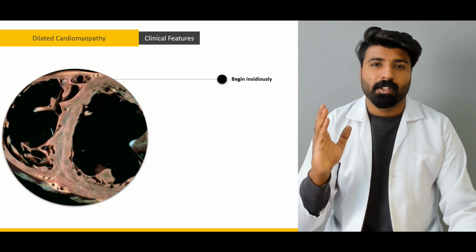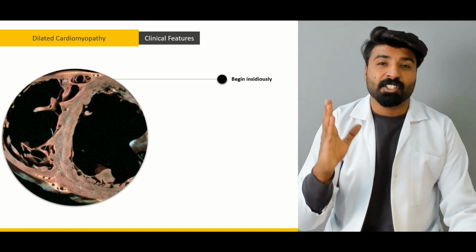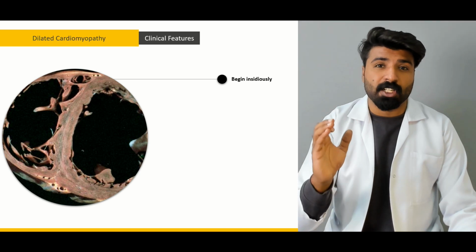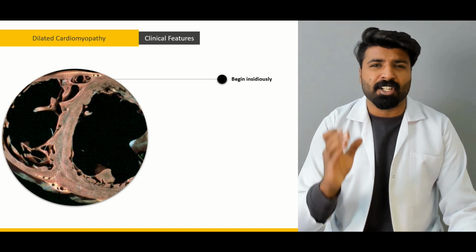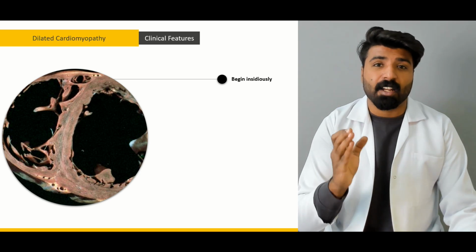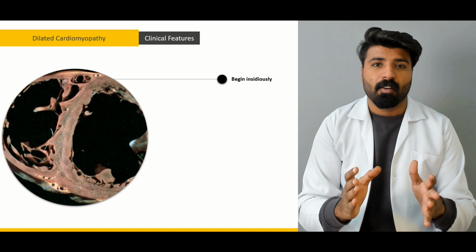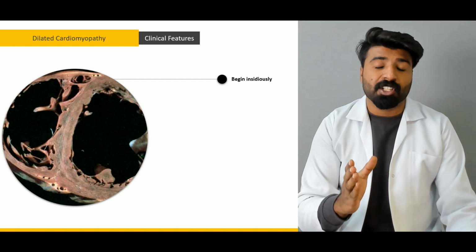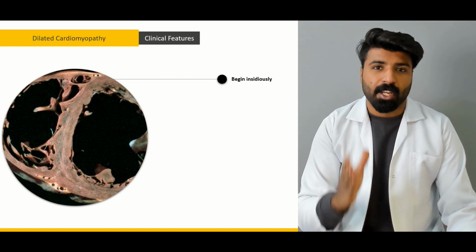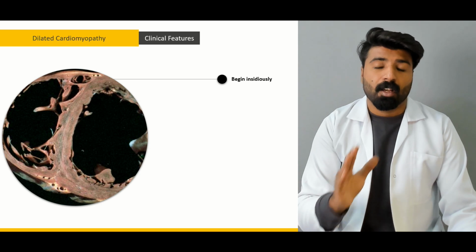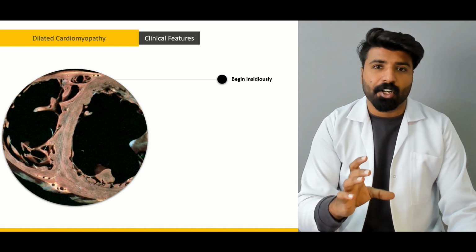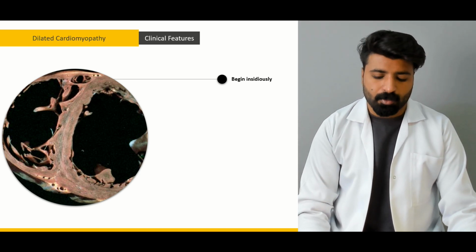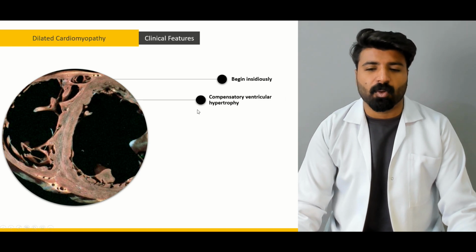We talked about when the mutations happen in those genes which code for cytoskeletal proteins, or those genes which embed these cytoskeletal proteins, or those genes which code for actin, myosin, heavy chains, light chains, those proteins, when they get affected or mutated, now those mutations can be transferred from parent to child, or those mutations can happen in your lifespan. In any way, this will lead to dilated cardiomyopathy. And this dilated cardiomyopathy won't have any symptoms. It will begin insidiously.